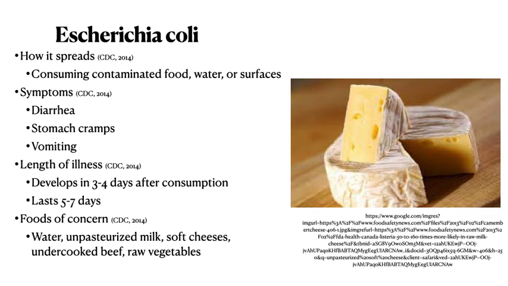The fifth of the big six pathogens is E. coli. E. coli spreads by consuming contaminated food, water, or touching a surface and then putting your hand in your mouth. The symptoms of E. coli are diarrhea, stomach cramps, and vomiting, and E. coli infection typically develops within 3 to 4 days after consumption, and it lasts about 5 to 7 days. The main foods of concern are unpasteurized milk, soft cheeses, undercooked beef, and raw vegetables, as well as contaminated water.